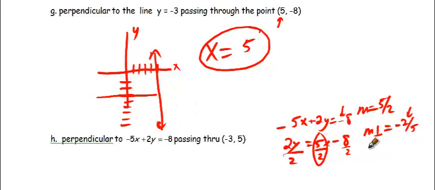So once I have that, I'm going to then plug in the point slope form. So y minus y1 equals my slope, negative 2 over 5, times x minus x1, which is 3. So from here, plug it in, distribute, and solve for y, and you've got it.